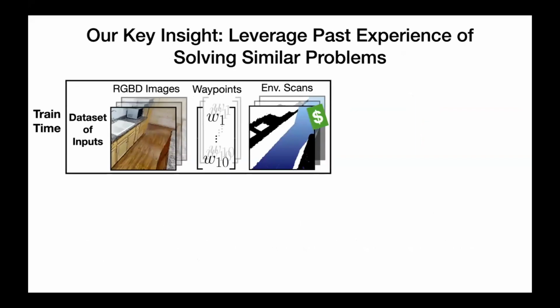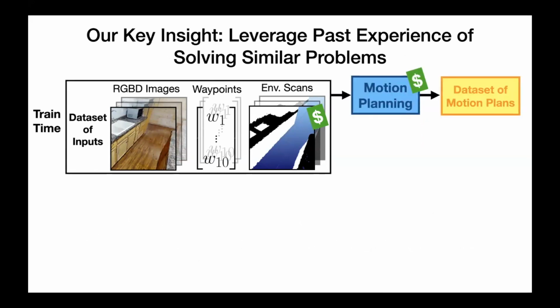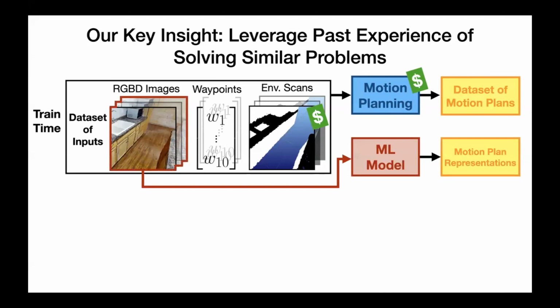So instead of working in isolation on one instance that I have to solve, I'm going to try, at training time, to solve a lot of motion planning problems and compile my solutions into some canonical motion plans that I can now quickly use at test time. So at training time, I'll have a data set of inputs, scans and so forth with full information. I'll spend the motion planning time to actually generate solutions. I'll get a data set of motion plans. And then I'll train a machine learning model which can actually output these motion plans.